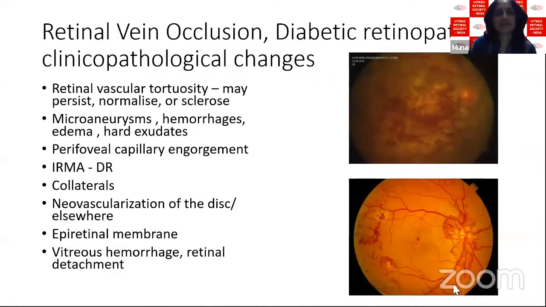So the clinical pathological changes that you would see, which are fairly common to both retinal vein occlusion and diabetic retinopathy, are retinal vascular tortuosity, which in the course of time may persist, normalize, or sclerose, microaneurysms, hemorrhages, edema, and hard exudates, perifoveal capillary engorgement, intraretinal microaneurysms, which are typical for diabetic retinopathy, collaterals, neovascularization, and of course, epiretinal membranes and retinal detachments.